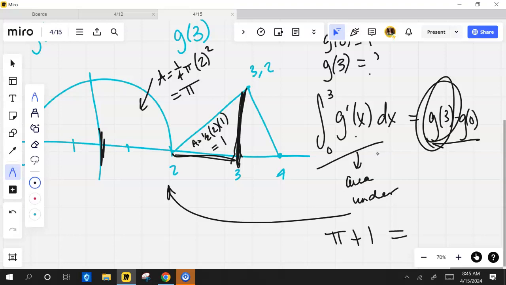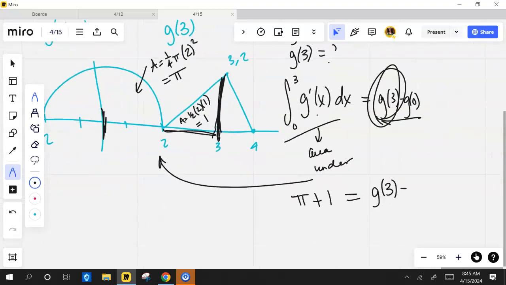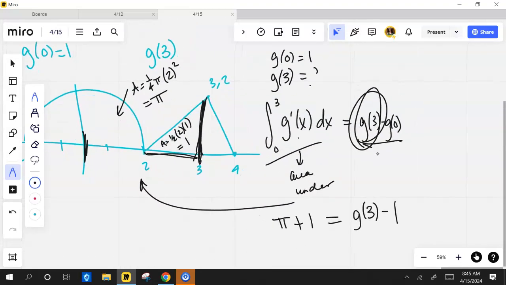So pi plus 1 should be g of 3 minus g of 0, and they gave me g of 0. G of 0 is 1. And so now it's easy to see what g of 3 is, adding 1 to both sides. It was giving me the derivative, and it's asking me for g. So I knew I had to go backwards with it.